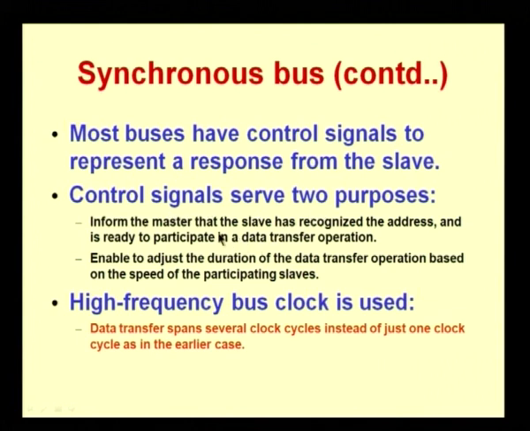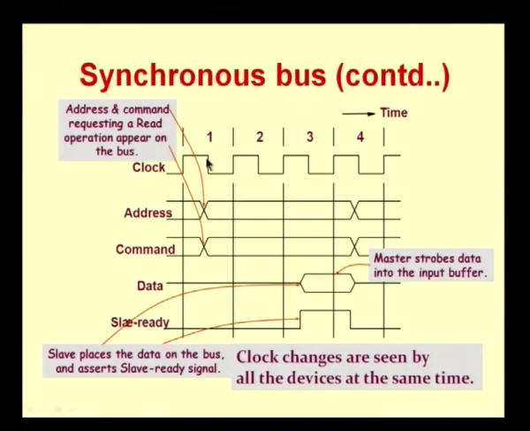One is to inform the master that the slave has recognized the address and is ready to participate in the data transfer operation, and the second is to adjust the duration of the data transfer operation based on the speed of the participating devices. That is, the entire operation need not take place within one clock cycle, but you could have multiple clock cycles for the data transfer to take place. The information as to which clock cycle is doing what is conveyed with the help of these additional signals. So, we will see how that is done.